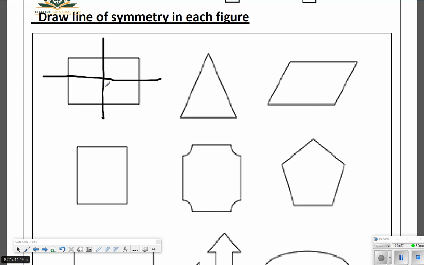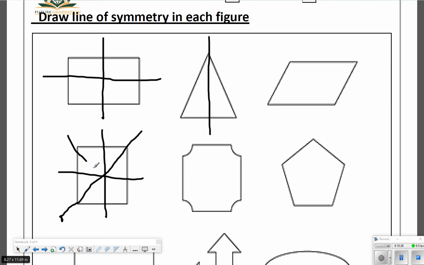What about this? This is an isosceles triangle. Isosceles triangle has just one line of symmetry. Okay, what is this? This is a parallelogram. Parallelogram has lines of symmetry? No, it doesn't have. This is a square. Square has how many lines of symmetry? 4. Yes, do you remember? 1, 2, 3, and 4. You must do it better by using your ruler and pencil.